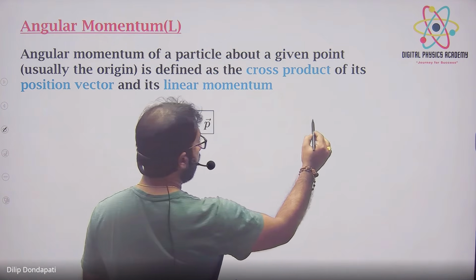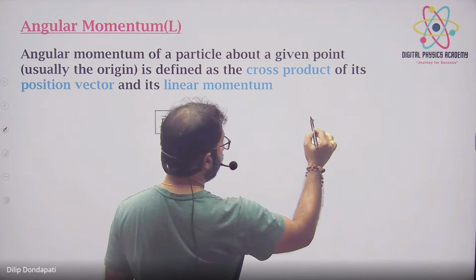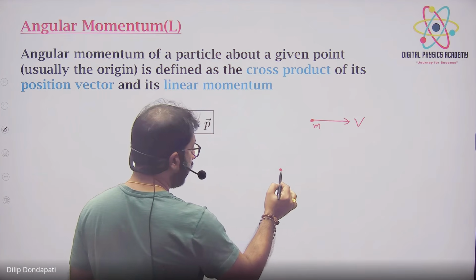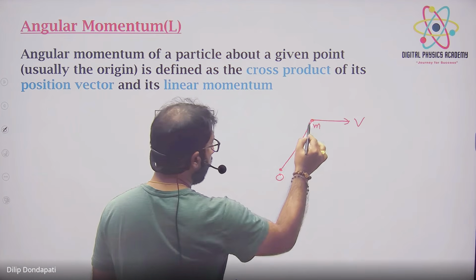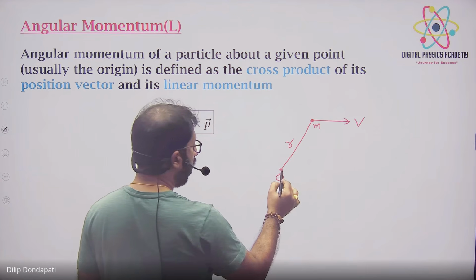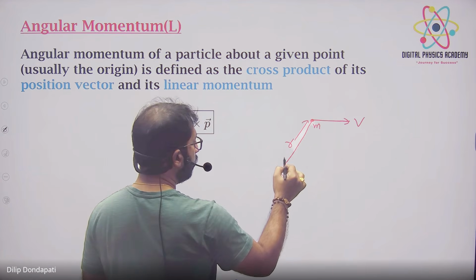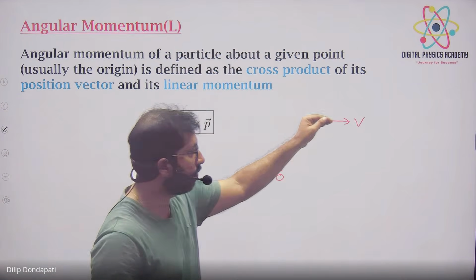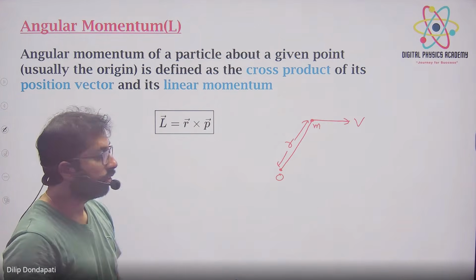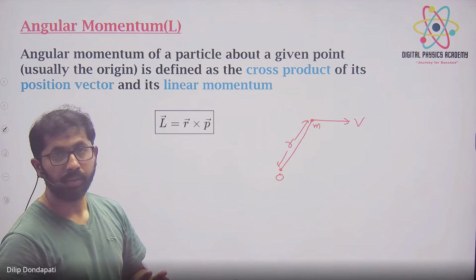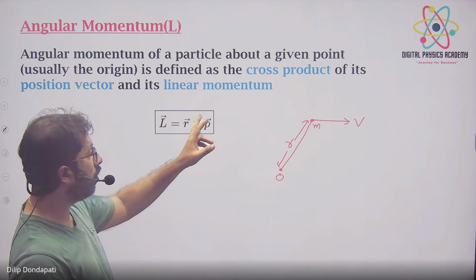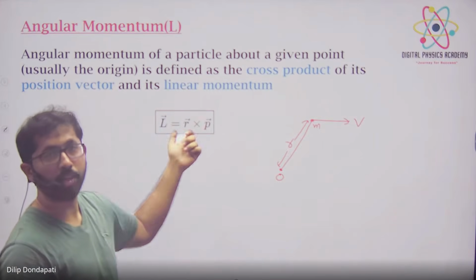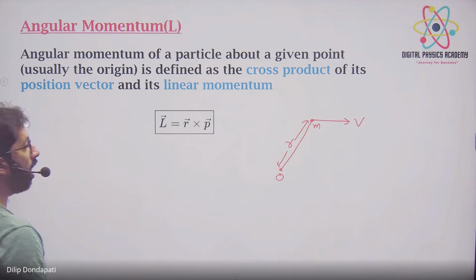Suppose there is a particle of mass m moving with velocity v. An observer is here and the position vector is r. r is the distance from the observer to the point object. The particle is moving with some velocity v, so definitely there is angular momentum, the moment of momentum. It is going in the x direction, so there is momentum. Moment of momentum is called angular momentum, the cross product r cross p.